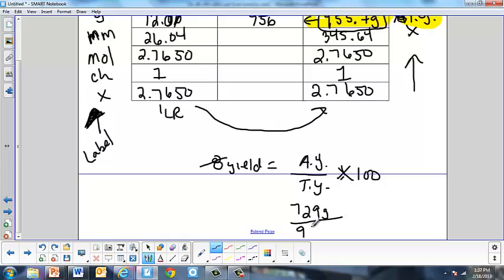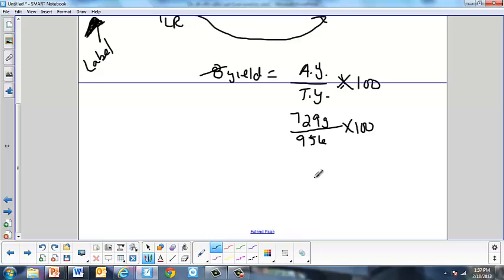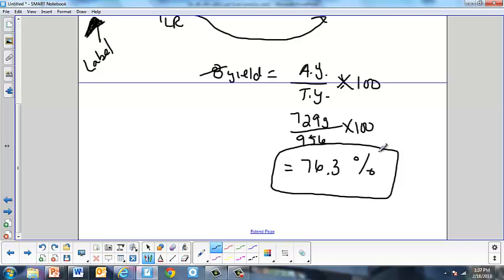So I take 729 divided by 956 times 100. I'm going to keep three significant figures because that's what I have. So my percent yield for this reaction is 76.3 because I get 76.25. So that means that I only recovered 76.3% of what I should have gotten.